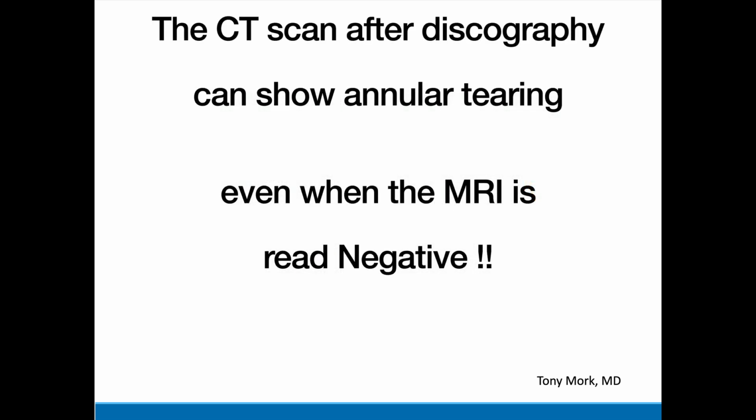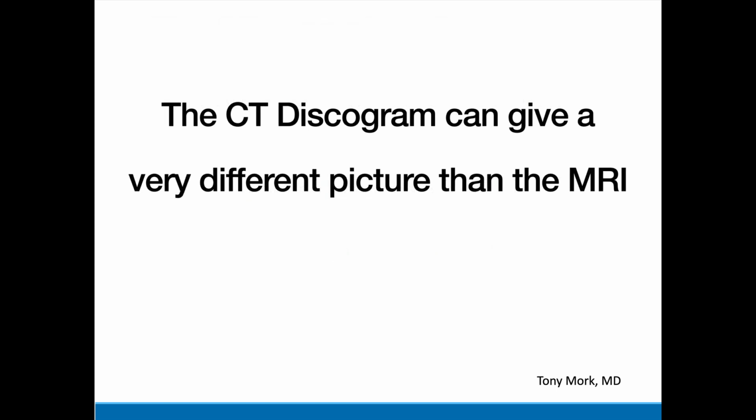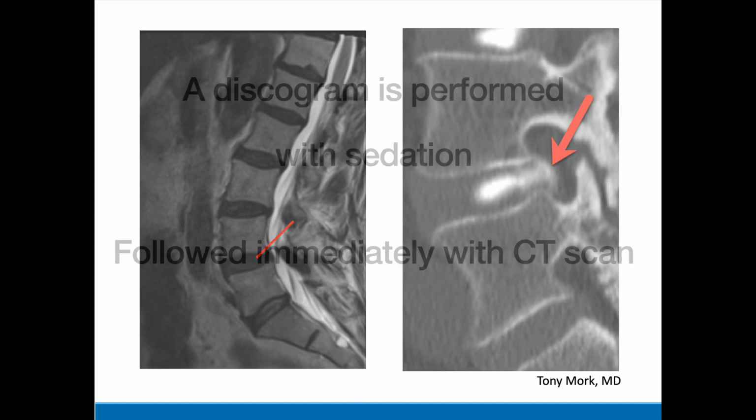The CT scan after discography can show annular tearing even when the MRI is read as negative, as we saw in the previous example. The CT discogram can give a very different picture than the MRI, as we also just saw in the example. Here we are once again, comparing the two. We have the L4-5 disc on the left on the MRI scan, and then we have the CT discogram on the right-hand side, showing leaking of the contrast out to the periphery and an annular tear.